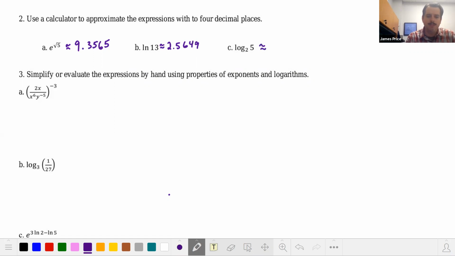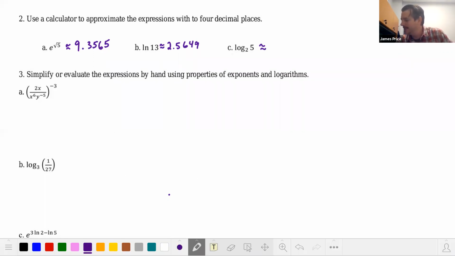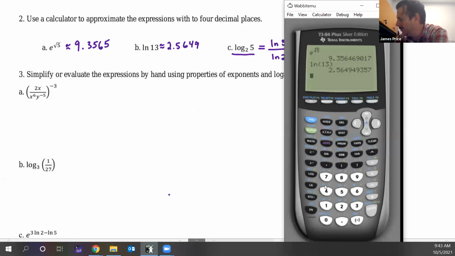And then finally, this last one, which can be kind of tricky. So remember, there are a couple ways to do this on your calculator. The best way to do this is to rewrite this in terms of ln's, and this will help you later with the algebra in calculus. So remember, this is the same thing as ln of 5 over ln of 2. And then we can put this into our calculator, and that'll tell us what the answer is.